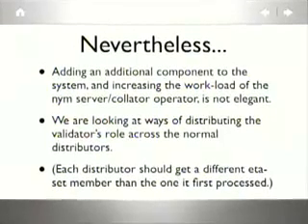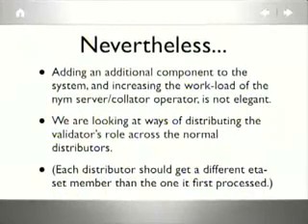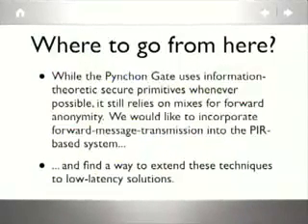But I don't like having to add a new component to the system. So we're actively working on ways right now of distributing the validator's role across the normal distributors, so that they do double duty on the validation side if needed. Now, there's a number of concerns with relation to that we're working on. This is active work, but one key observation, of course, is each distributor should get a different data set member than the first one it processed, or else it would just lie the same way.